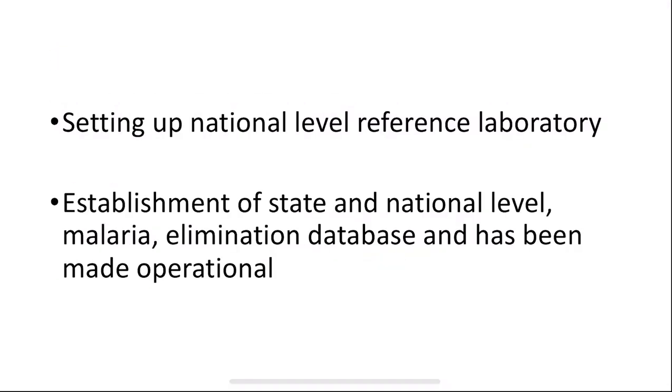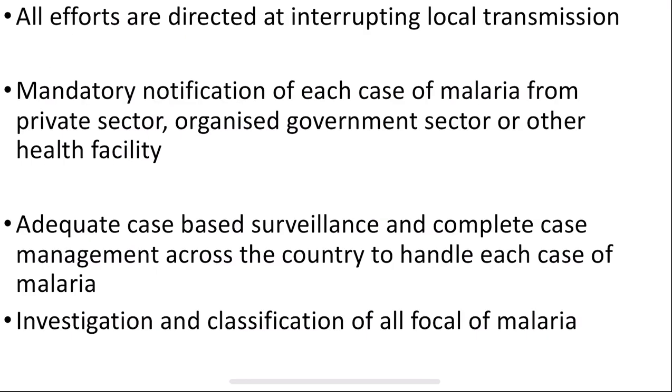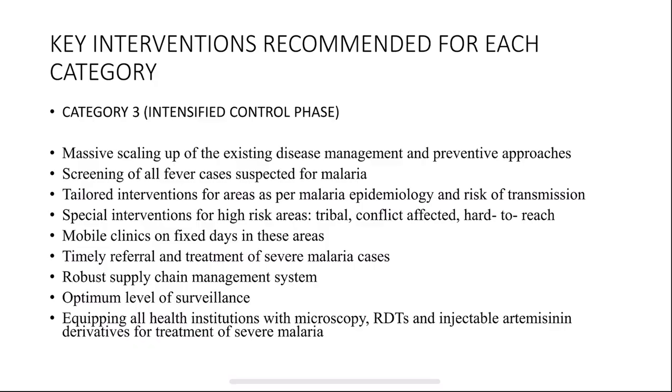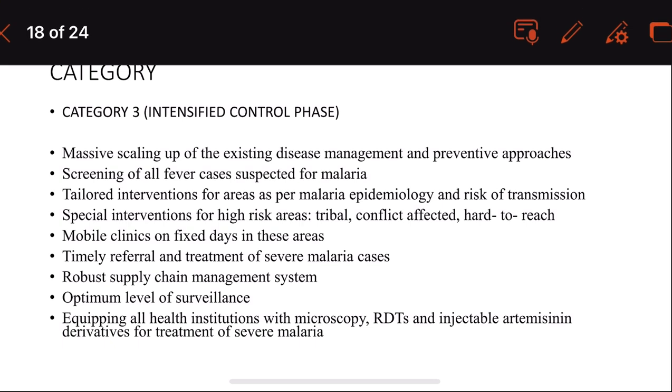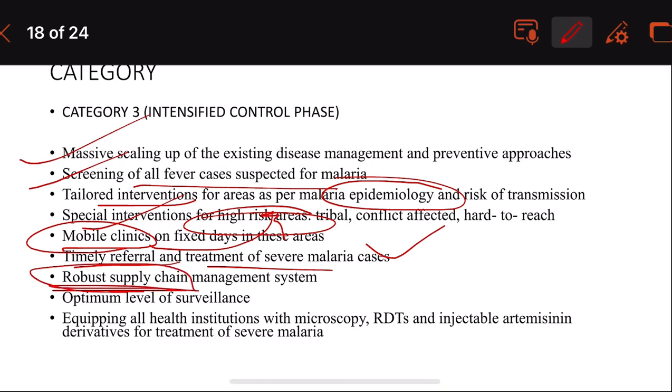Fine. So this was about the key interventions for category 3, 2 and 1. So let us just brush through. Category 3, we did the scaling up of the diseases, we screened the fevers, and intervention was done based on the epidemiology. High risk groups, the intervention was done, mobile clinics were given for this high risk group, and referral and treatment was given for the malaria cases, robust supply chain.